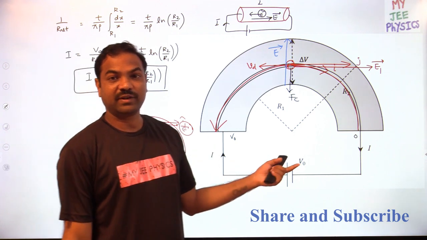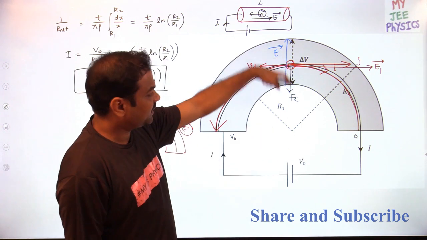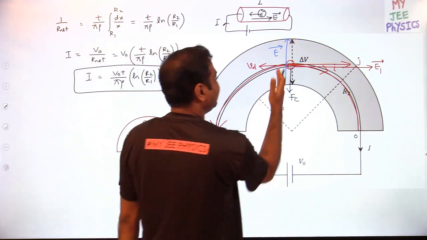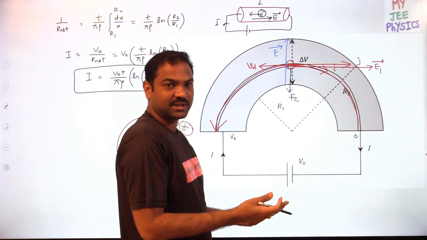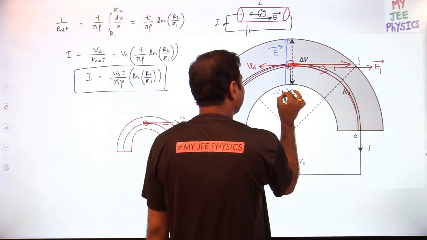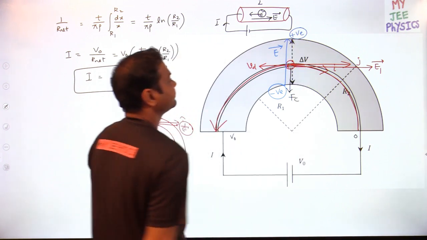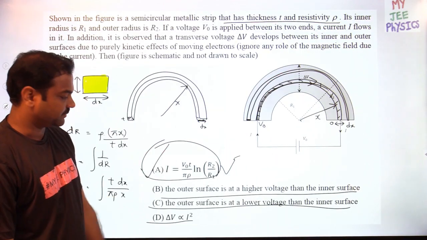Because the force on the electron acts opposite to the electric field, the electron should experience the force downward, so the field should be in the upward direction. As the field is in the upward direction, along the field the potential decreases. Along the field the potential always has to decrease. That means this will be negative potential and this will be positive potential. So from this logic, you can answer option B or C.